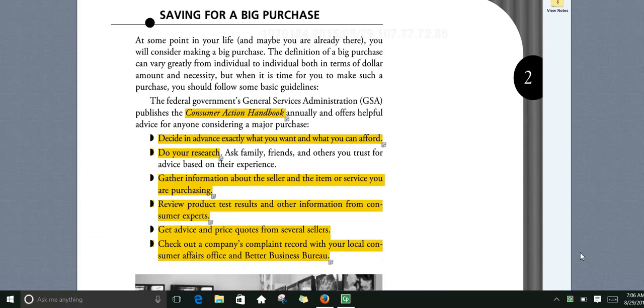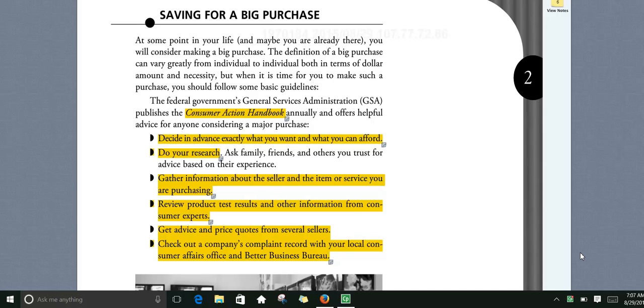It's very important that you start saving for a big purchase. If you have something that you want to buy, you should always, of course, check the Consumer Action Handbook. Decide in advance exactly what you want. Do research on the item, especially today where you've got lots of reviews, but be sure you're discerning when you're checking those reviews. Gather information about the seller and the item or service you're purchasing. Review product test results, which you can get a lot of in the Consumer Action Handbook.